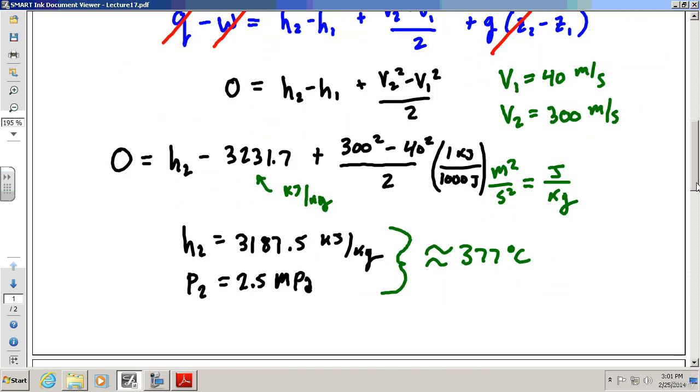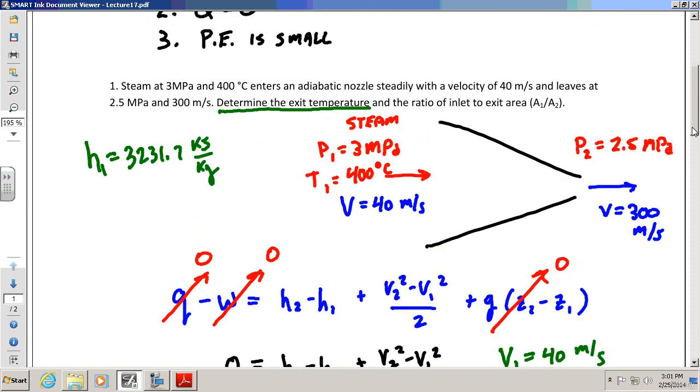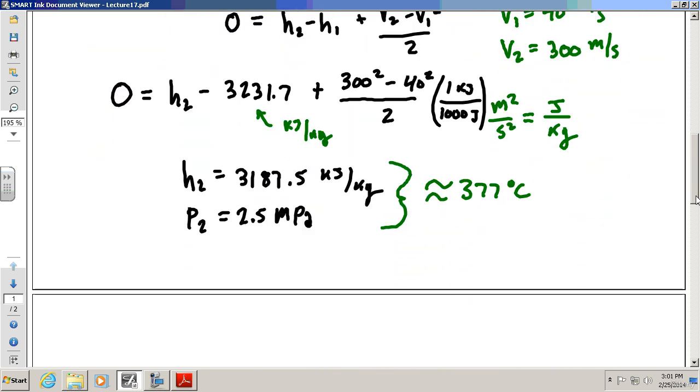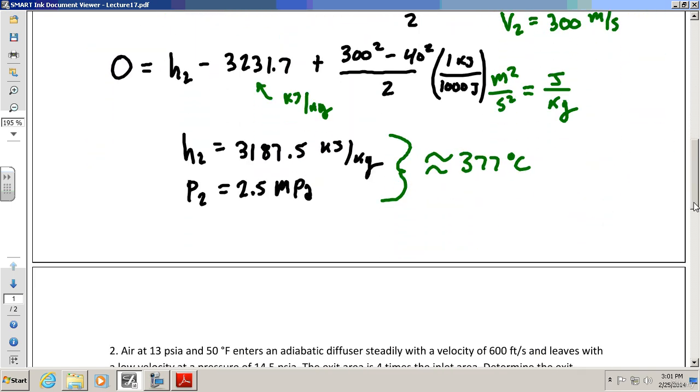What about the other part? It asks also for the ratio of the inlet to exit areas. How am I going to get that? Any ideas? But area is not in my first law. I can't use the first law to solve for area. So what else do I have? Do I have any formulas that have area in them? Yeah, exactly. I got the mass flow formula, right? That's the key. The mass flow is equal to the density times the velocity times the area.